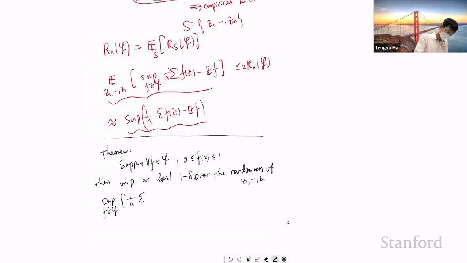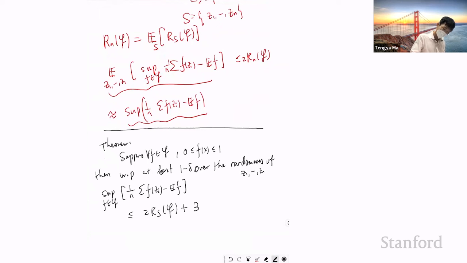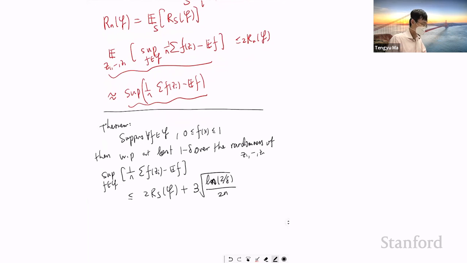is less than 2 times the empirical Rademacher complexity instead of the average Rademacher complexity, plus an additional term, which is the square root of log of 2 over delta over 2n. So you pay an additional small term, which is on the order of 1 over square root n times something logarithmic in the probability delta. But basically by paying this, you get a high probability bound instead of an average version.